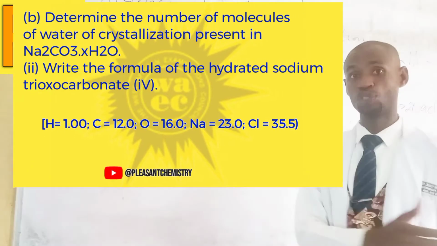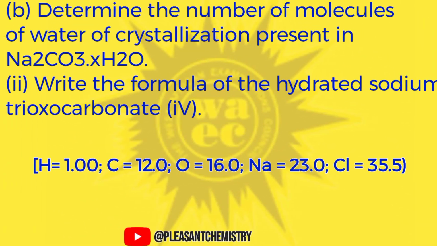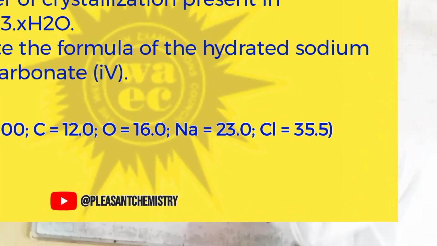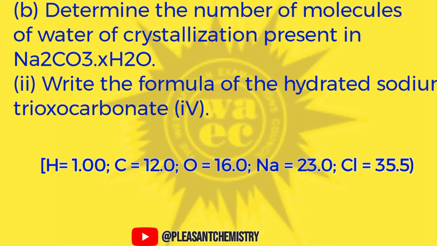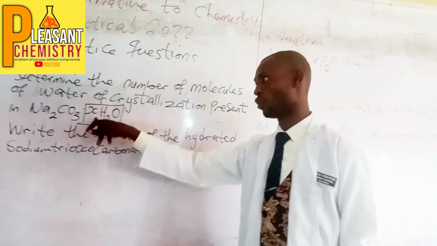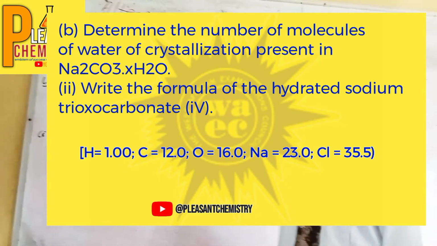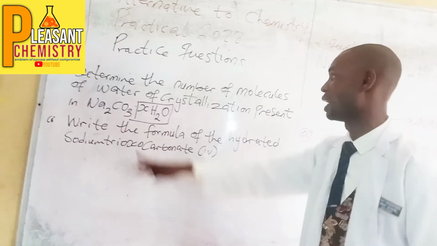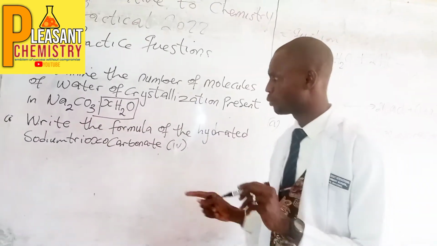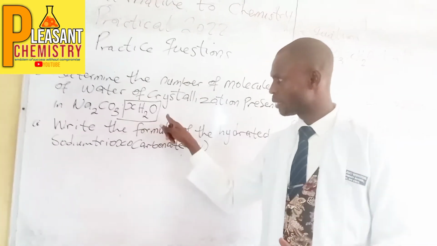Part B of the question asks us to determine the number of molecules of water of crystallization present. When we say water of crystallization, the question is asking us to calculate the value of X. Then part B(ii) says we should write the chemical formula after we have determined the value of X. The first step here is this.